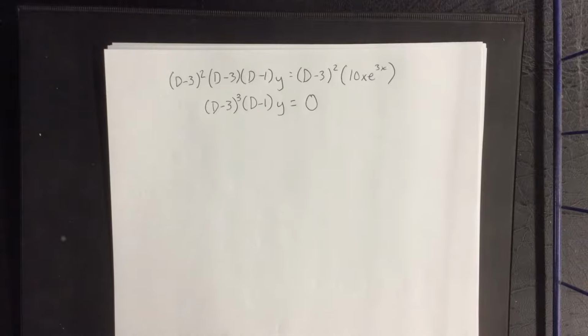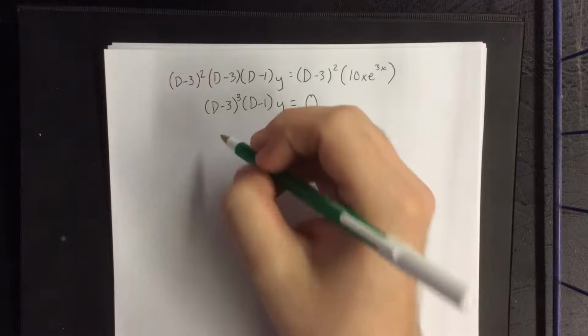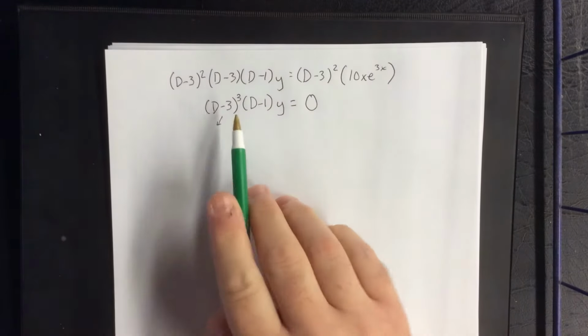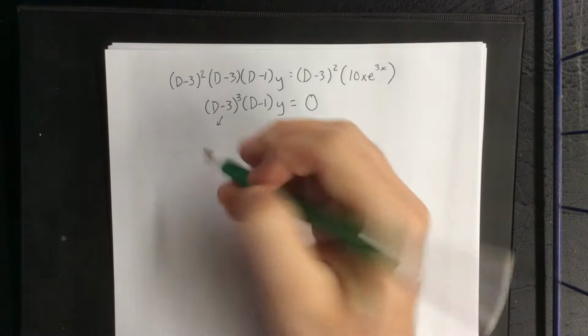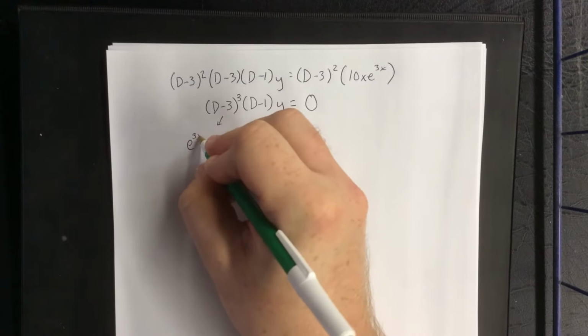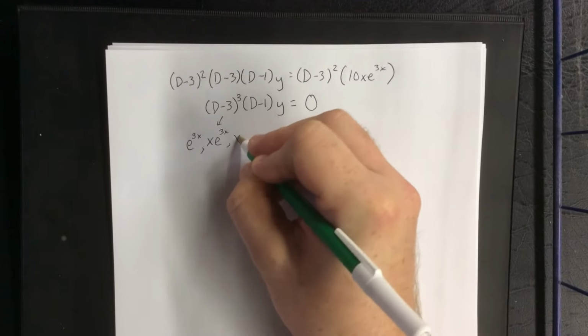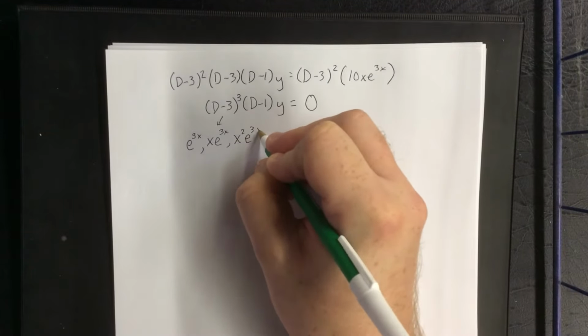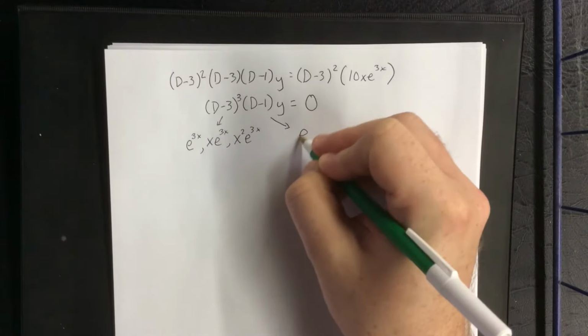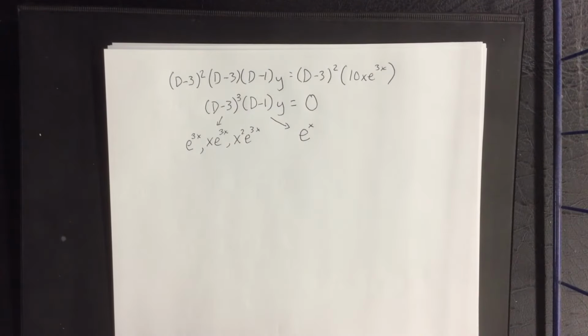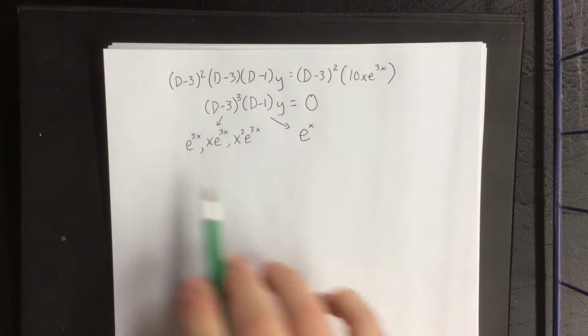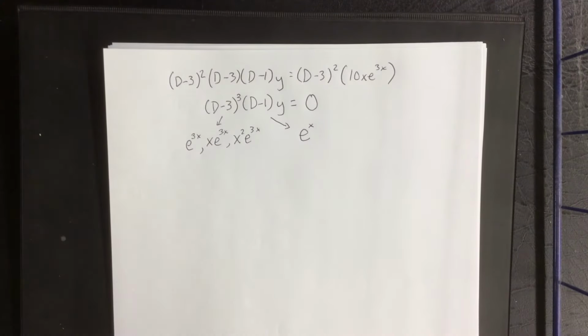Now, what we're looking at is yet another homogeneous equation. So with that in mind, this is going to contribute a total of 3 linearly independent solutions. Those would be e to the 3x, x e to the 3x, and x squared e to the 3x. The d minus 1 will contribute 1 linearly independent solution, and that'll be e to the x. Now, a linear combination of all of these would create the general solution of this homogeneous equation.